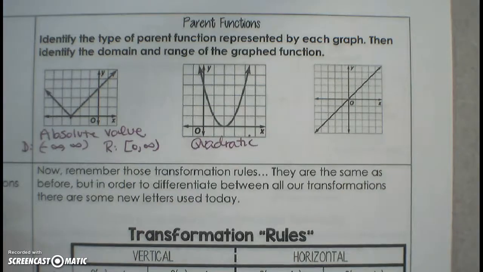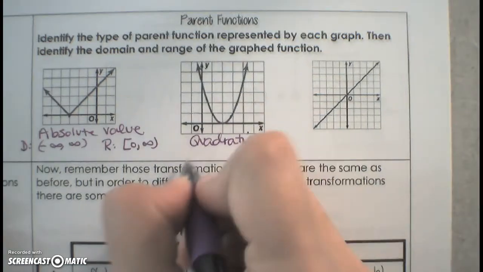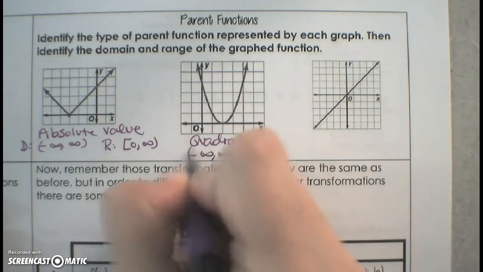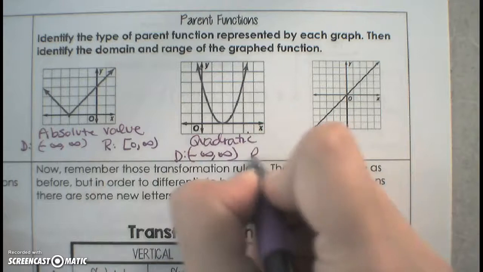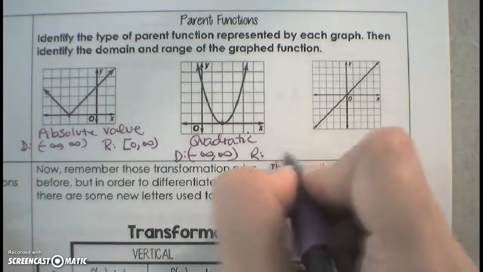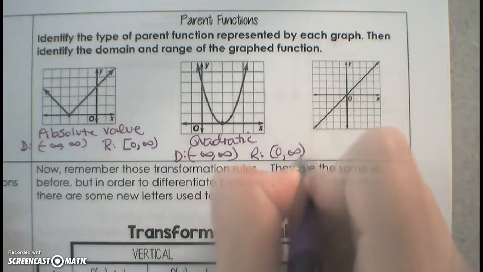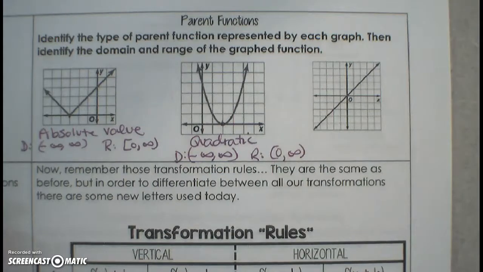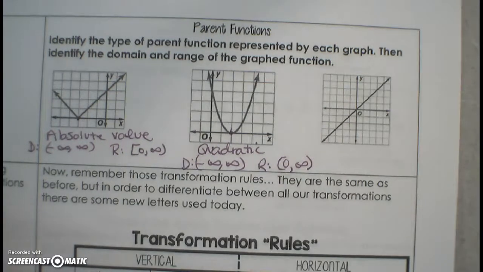Okay, next, it is going left and right from negative infinity to positive infinity. And for the range, starting at 0 for our lowest point, our highest point on forever. So it should be 0 to positive infinity. Try that last one on your own if you need to. Look back at the previous page and check when you're ready.